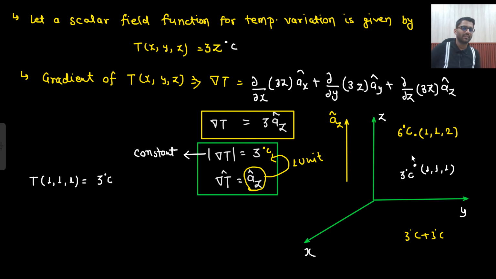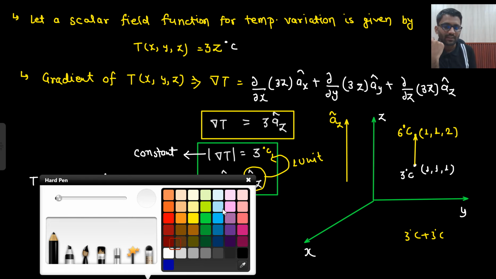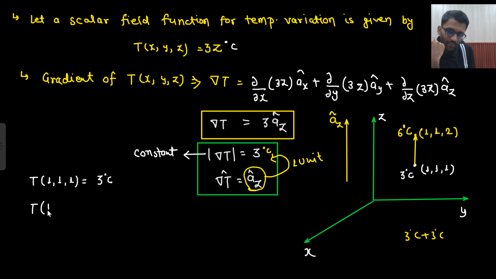So this is what they are saying. From here to here I walked, and your temperature should be 6 degrees Celsius. Is that correct? Let's check. What is my temperature at the point 1, 1, 2? 3 into 2, 6 degrees Celsius. Yes. So the statement my gradient is saying is that if you walk in az direction for 1 unit, then your temperature change should be 3 degrees Celsius. Now this change is the maximum change.